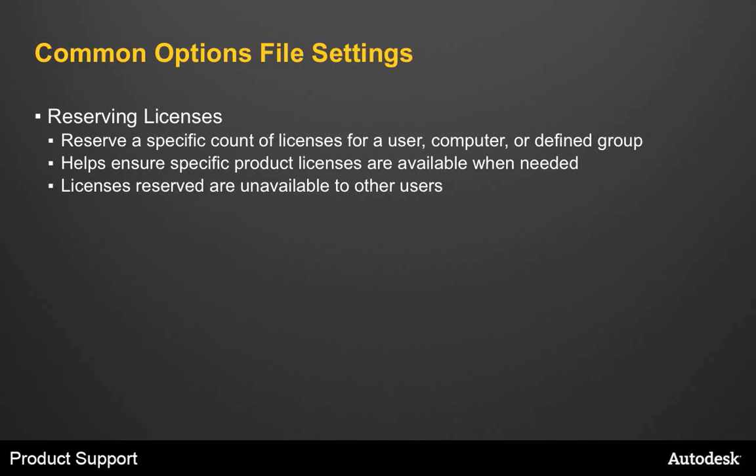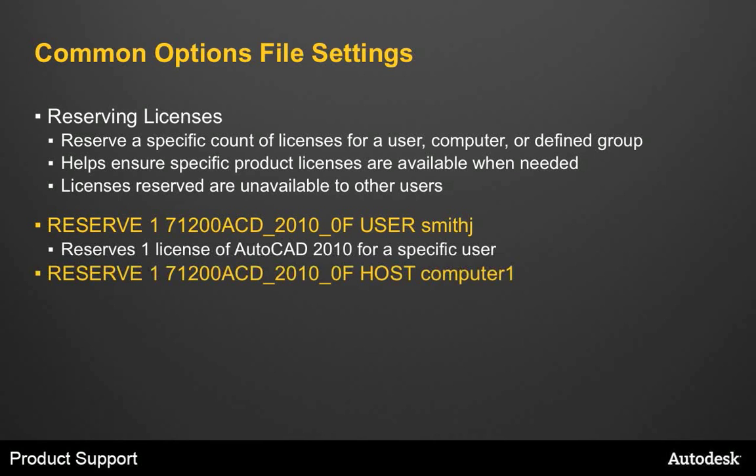This option looks like this. Reserve 1, that's the number of licenses, then the feature code of the product that I'm reserving, and then user and the username. So in this case, I reserved 1 license of AutoCAD 2010 for user Smith J. Here's an example of reserving a license for a host, in this case a computer. So this reserves 1 license of AutoCAD 2010 for a specific computer.